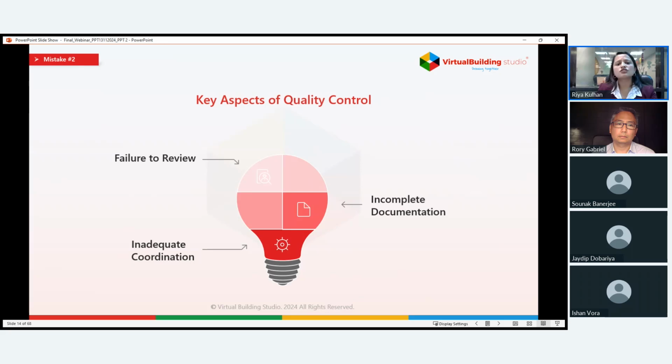So now let's talk about quality control. No matter how well designed your project is, if your permit set isn't thoroughly reviewed or checked for quality, you're setting yourself up for delays, for cost overruns, and for potential rework for sure.